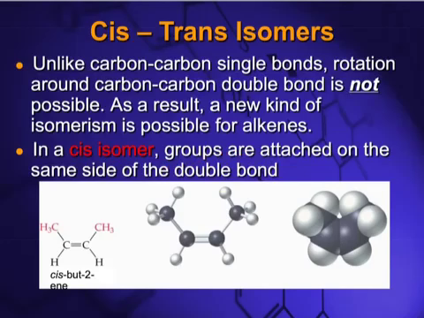The atoms around the double bond cannot rotate. If this was a single bond here, this methyl group could rotate up or down quite freely. However, because it's a double bond, it cannot rotate. So therefore, this methyl group is fixed to the upper side of the double bond, as with this one. And because both of these methyl groups are on the same side of the double bond, we call this a cis isomer.